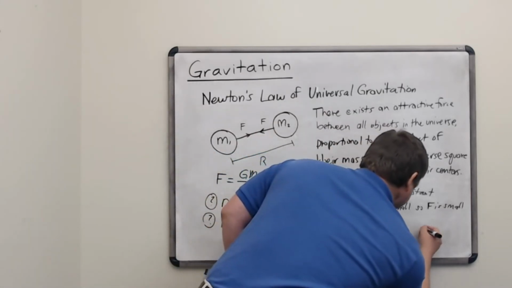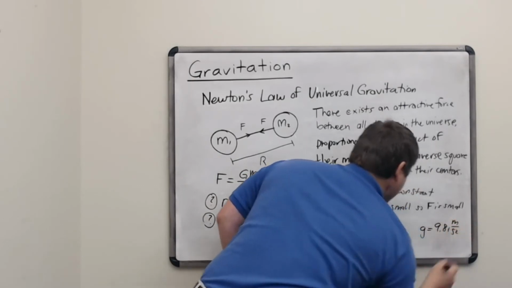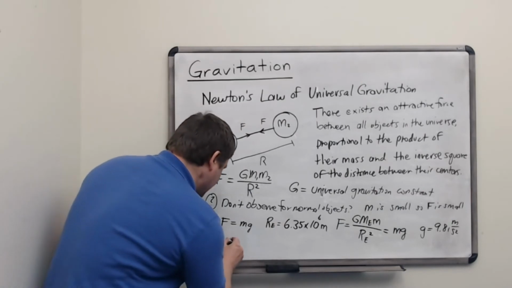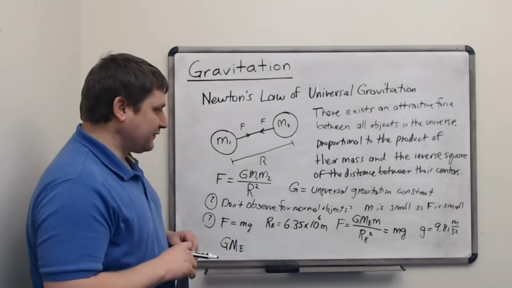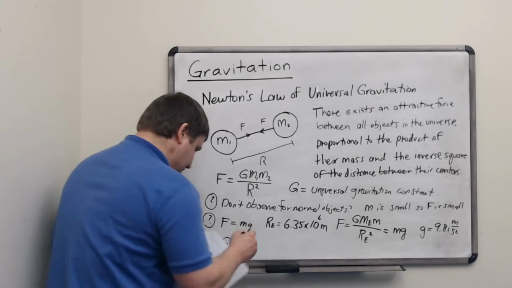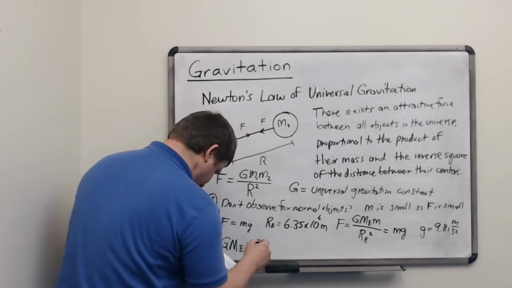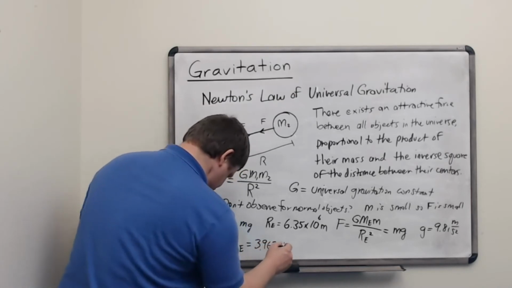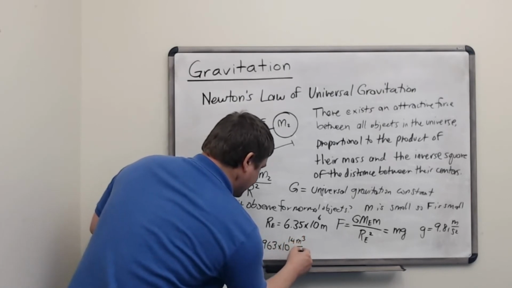the value of g is known, 9.81, and the radius of the Earth is known, we can determine the product of Newton's universal gravitational constant and the mass of the Earth by solving. It turns out that this value is equal to 3.963 times 10 to the 14th meters cubed per second squared.